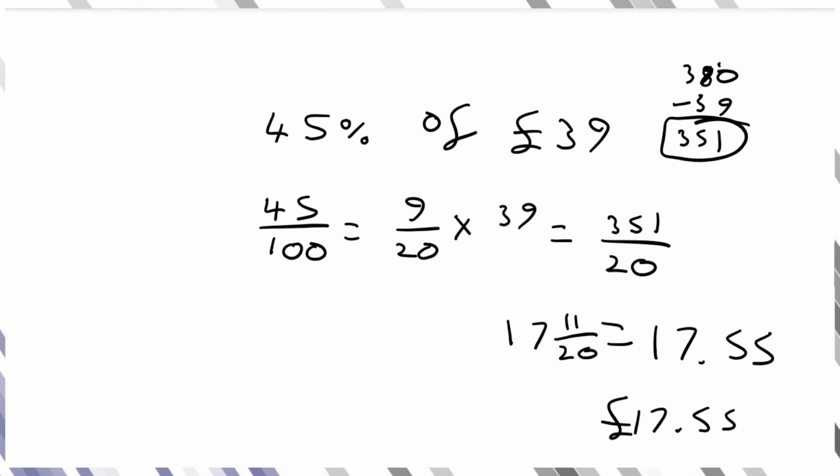From there we can kind of look at it and think, does that actually make sense? Is it nearly half? 45%, just less than 50%. Well, 39's nearly 40 and half of that would be 20, so half of 39 would be pretty much £20. This is a little bit less than that, so it looks reasonable. So it's reasonable enough to assume that our maths is correct at that point, and we can use that to justify it.